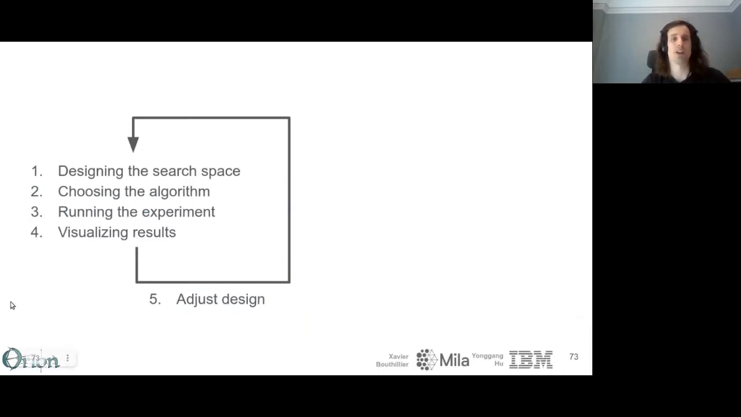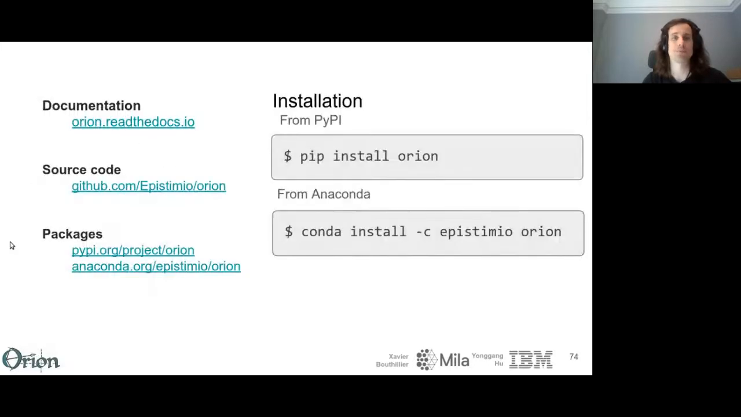All right, so that's the 5 typical steps for hyperparameter optimization. You design the search space, choose the algorithm, then you run the experiment, you visualize the results, and most importantly, you look at the results to see if you could improve the way you're doing your hyperparameter optimization. And by leveraging the experiment version control, you can avoid wasting resources by starting again from scratch every time.